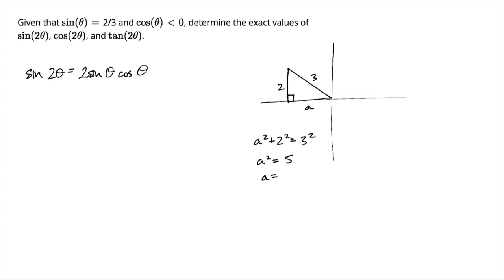So a is the square root of 5. Now this is where it's important to know that because I've drawn this here in the second quadrant, this a actually has to be a negative number. So this is going to be the negative square root of 5.